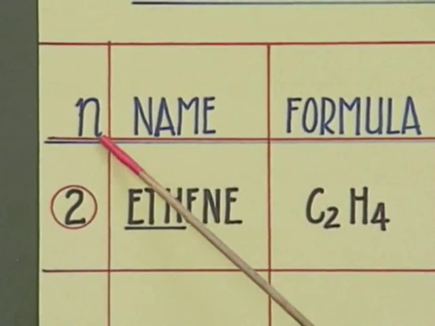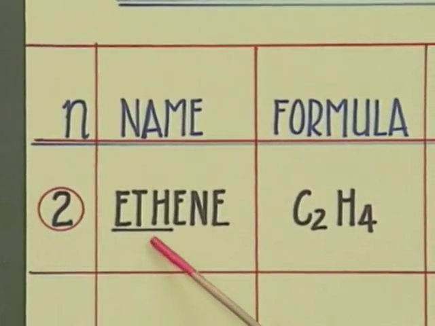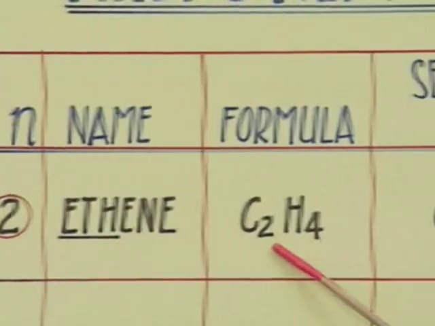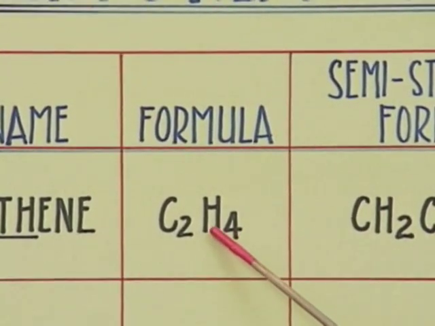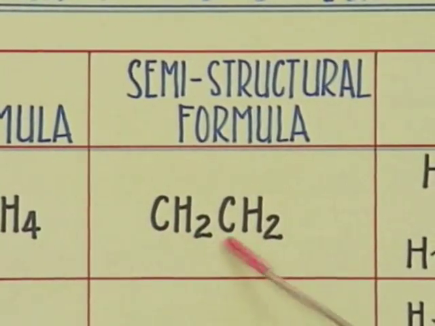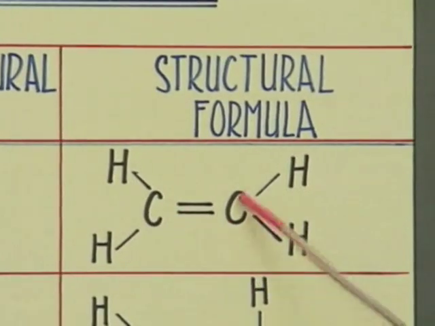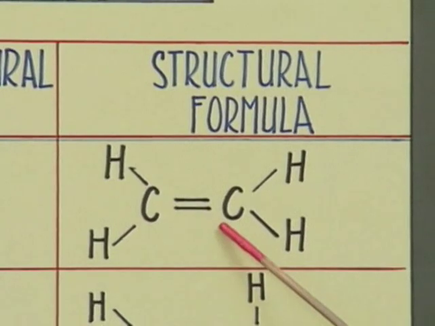Our first member, with n equals 2, is ethene. The eth, the numeral prefix, indicates that we have two carbon atoms in the molecule. This is our formula, C2H4, because we have twice as many hydrogen atoms as carbon atoms. This is our semi-structural formula, CH2CH2. And here we have the structural formula indicating at least one carbon-carbon double bond, which is our functional group.